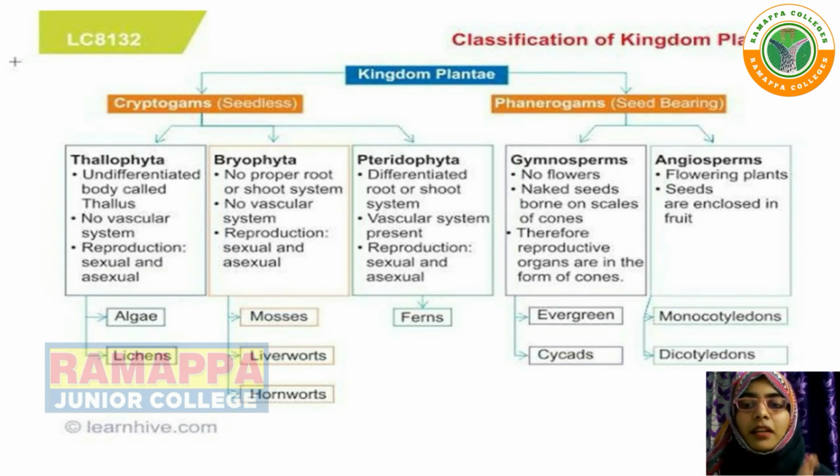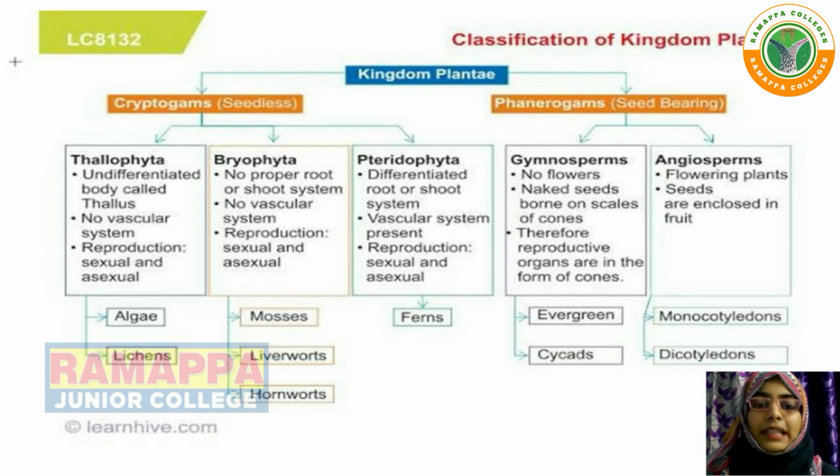Gymnosperms and angiosperms are seed-bearing. Angiosperms are again divided into two types, that is monocotyledons and dicotyledons, that is, single cotyledon and two cotyledons. We will be studying in detail all these classifications in our fourth chapter, that is kingdom Plantae.